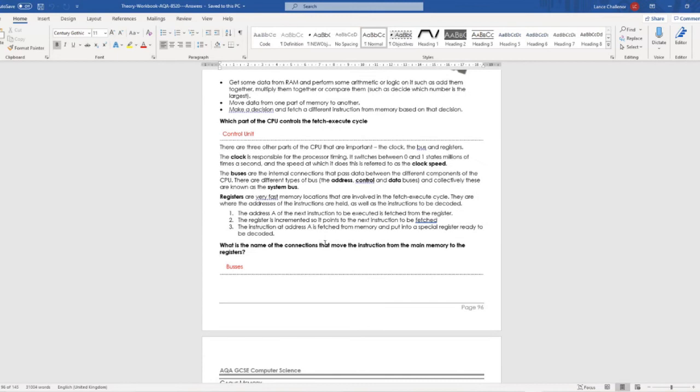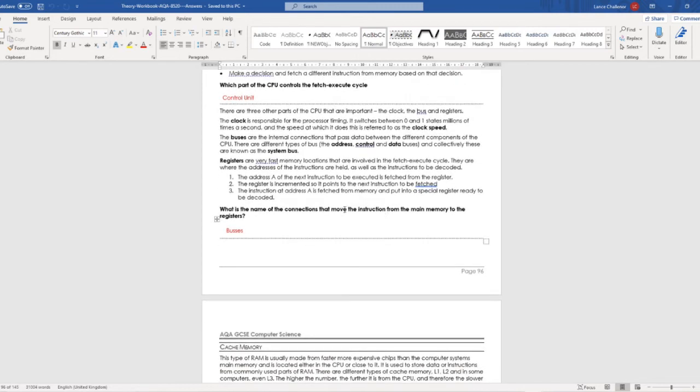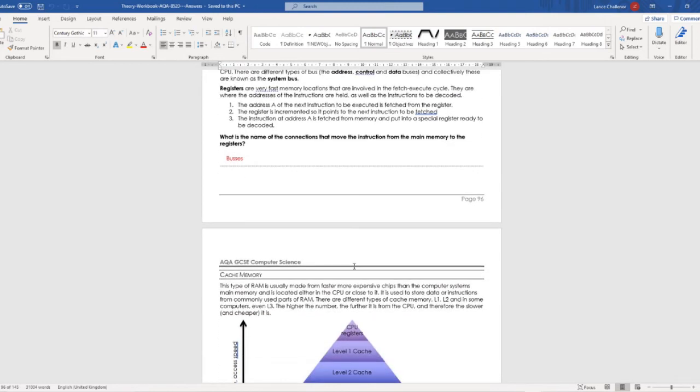Right, and then you also have registers, which are very fast memory, faster than RAM, and these are used to store the fetch, decode, execute instructions because they need to be done billions of times a second. So the registers are where these instructions are stored on the CPU. So what is the name of the connections that move the instructions from the main memory to the registers? They're called buses.